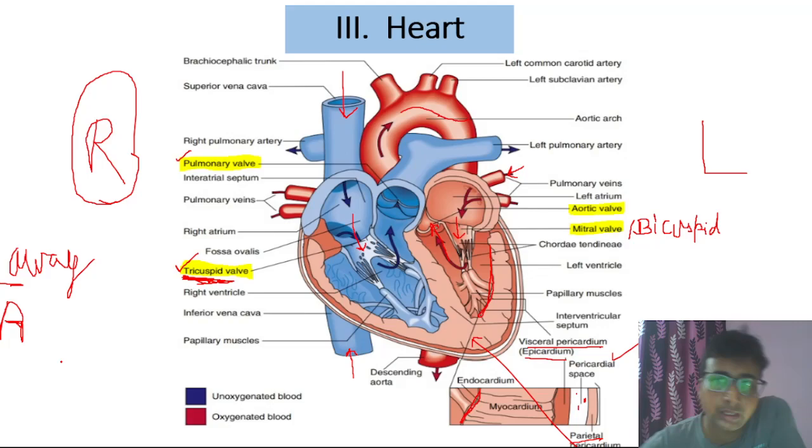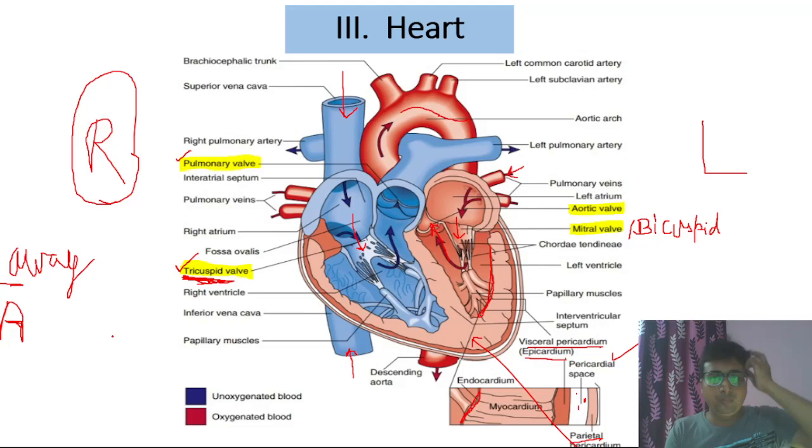Here the umbilical vein carries oxygenated and nutrient-rich blood to the fetus, and the umbilical artery carries deoxygenated blood. So remember, anything that is carrying blood away from the heart is called an artery. Anything that is carrying blood towards the heart, receiving it, is called a vein. Okay. Then let's come to a few other points.